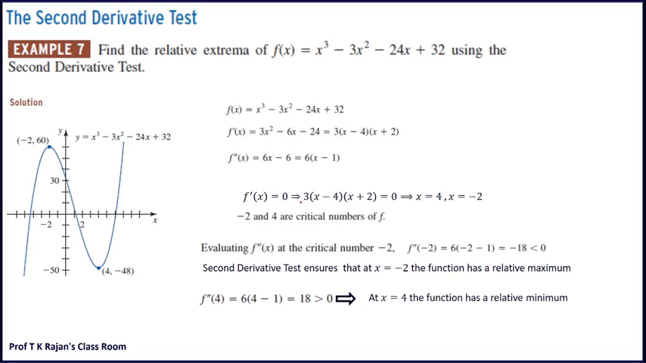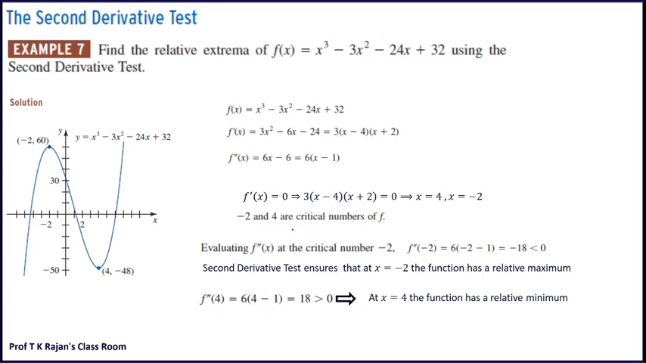So putting f'(x) equal to 0, you get 3(x - 4)(x + 2) equal to 0, which gives you 2 points, x equal to 4 and x equal to -2. That means 4 and -2 are the critical points, and there may be local maxima or local minima. We have to calculate f'' at these points. So calculating f'' at 4 and -2, you can see that f''(-2) is negative. That means -2 is a point where this function has a local relative maximum.